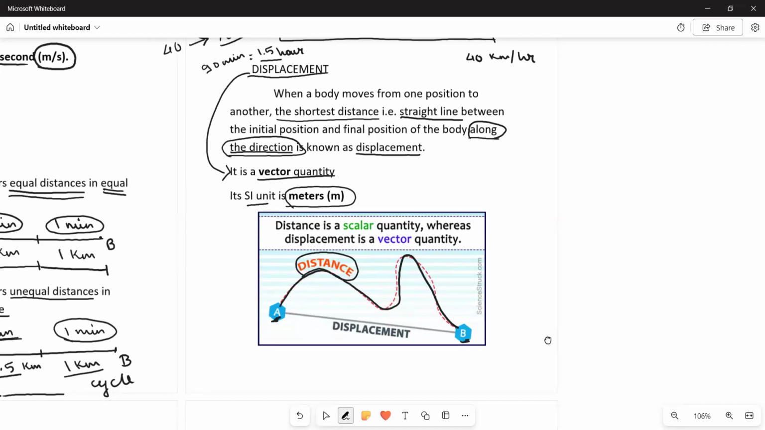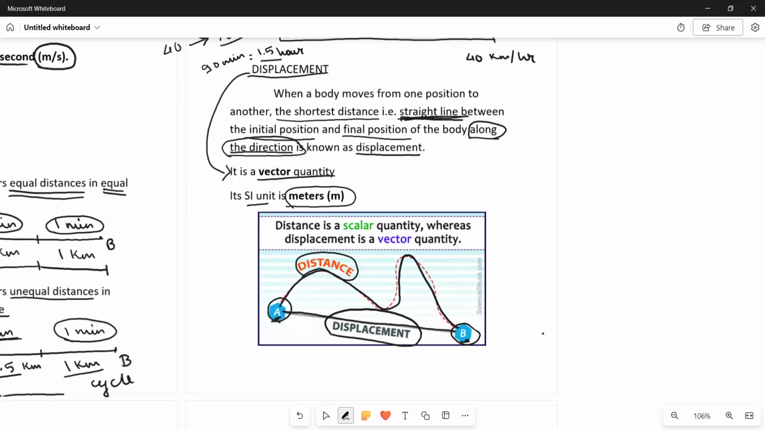The displacement is, as you can see in the definition, a straight line between the initial position and the final position of the body. We started from this point A, which was our initial position, and point B is our final position. So to represent the displacement, we'll draw a straight line between A and B, and this will be our displacement. And to calculate the displacement, we'll always need the direction, like in which direction our final point, or the final position of the body, is.